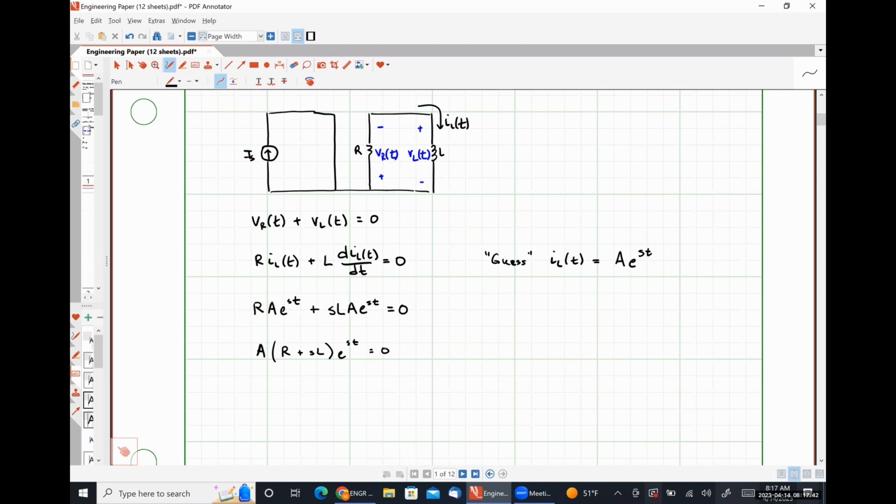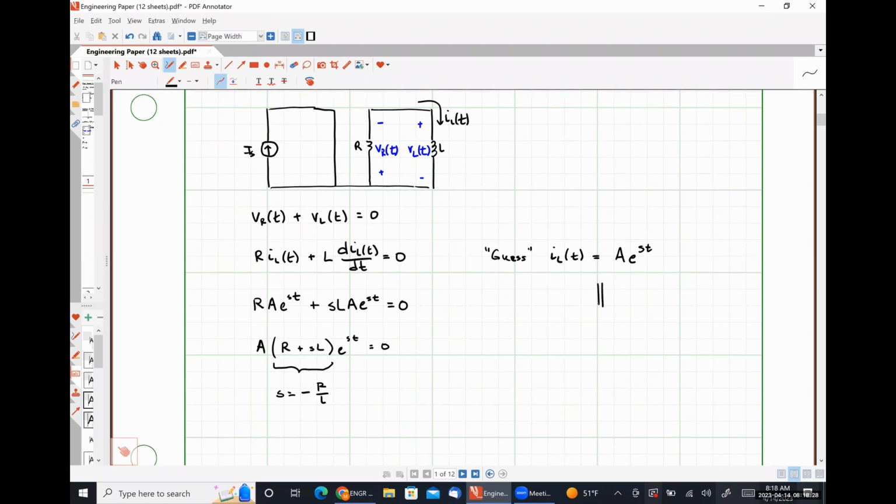So let's go a little bit further, right? So e to the st can approach 0 if s happens to be negative and we wait a long time. Not really what we're looking for either. So the only option then is for this bit here in the middle, which is our characteristic equation, to be equal to 0. So what value of s will force this middle part to be 0? Negative R over L. So s must equal negative R over L.